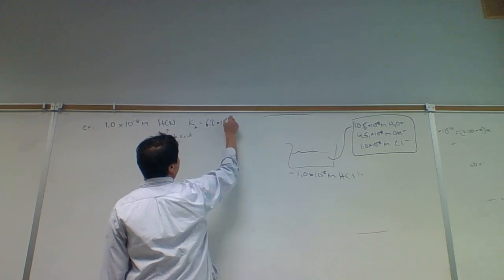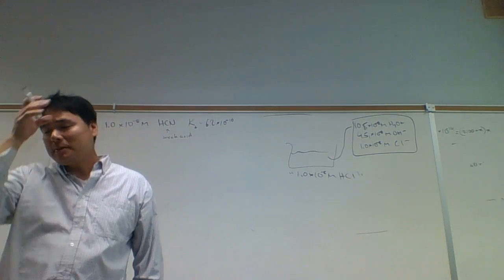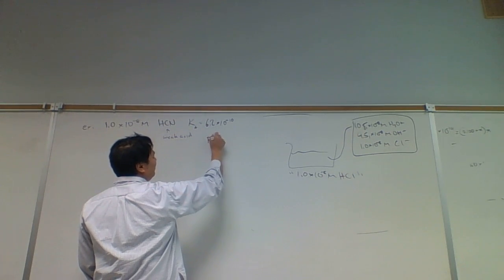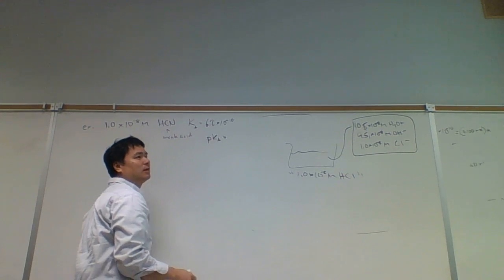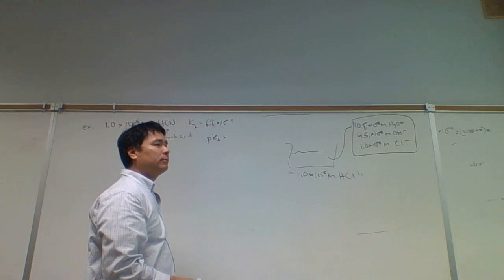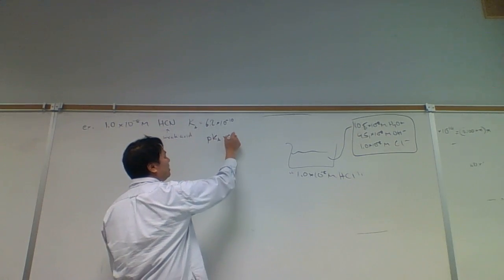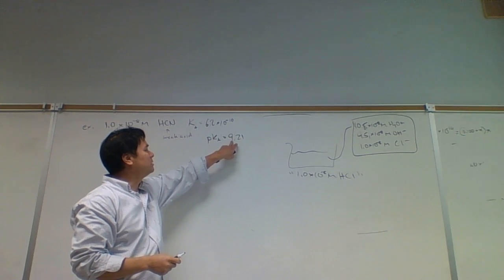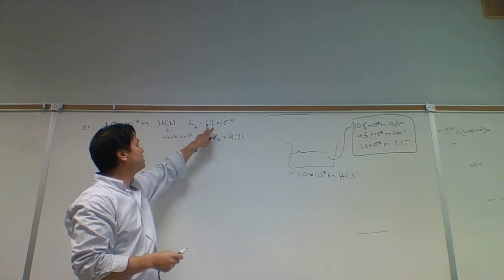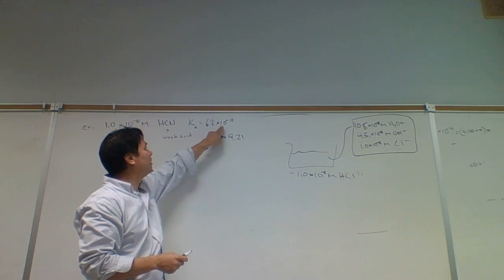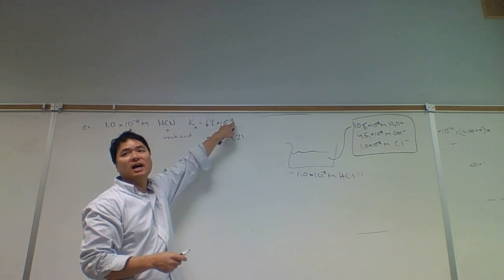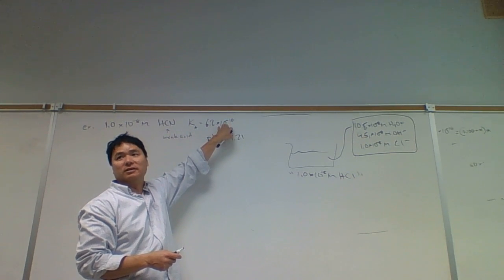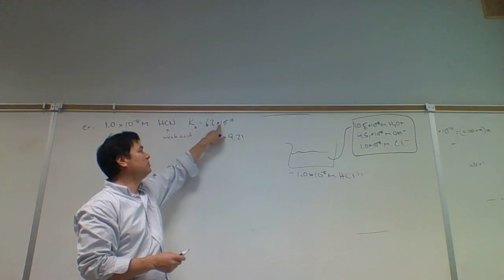6.2 times 10 to the minus 10. How many spaces does that take? A lot of spaces. So if we write it as a pKa, it takes up a lot less room. That would translate into a pKa of 9.21. 9.21 only takes 4 spaces, whereas this takes up 9 character spaces, which means you have to use a lot more paper to print this. So this is much more compact. These two numbers are exactly the same.